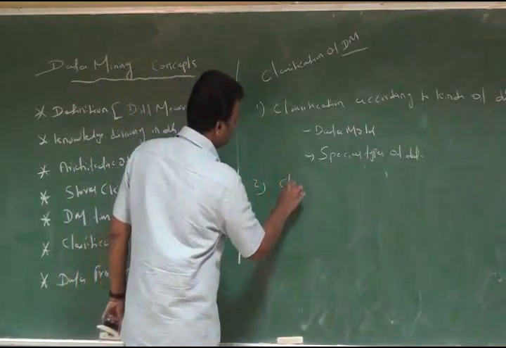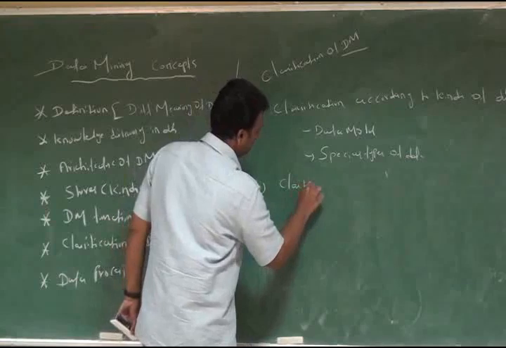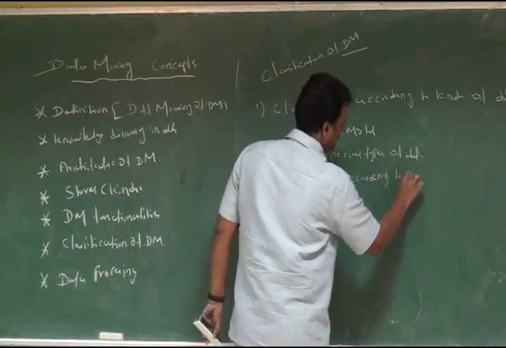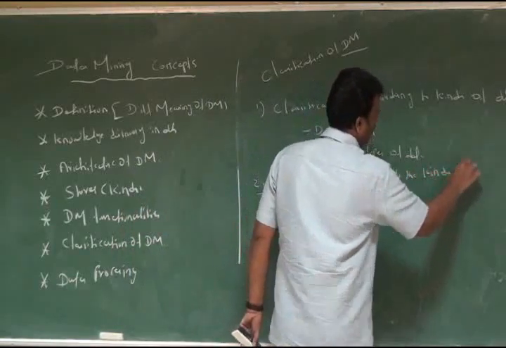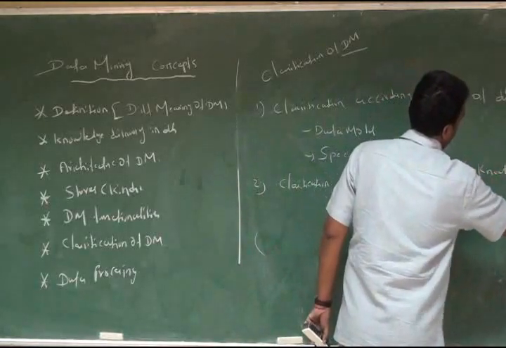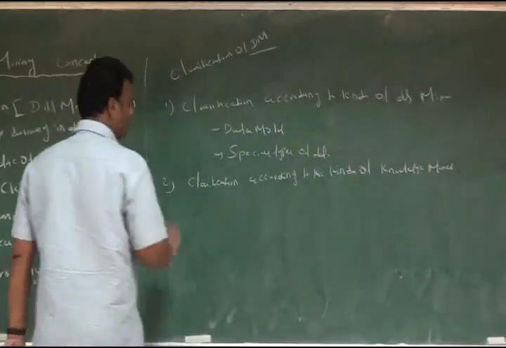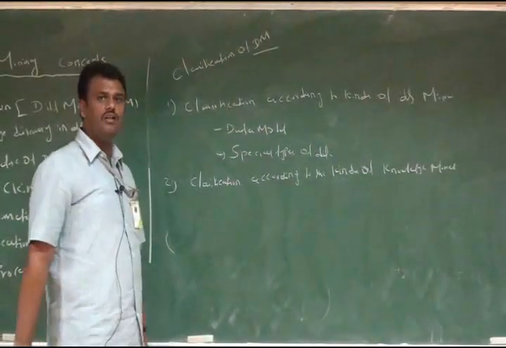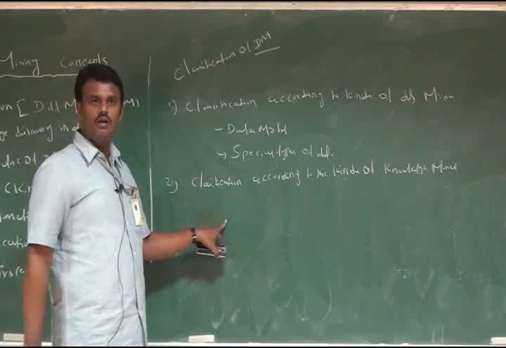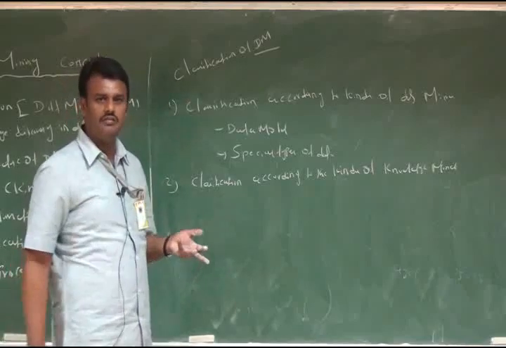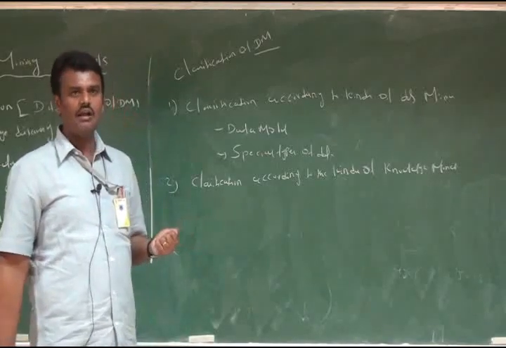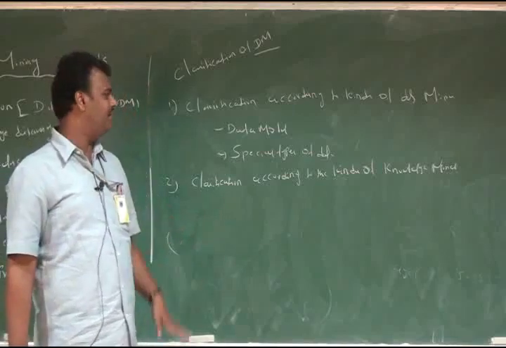The next one, the classification according to the kinds of knowledge mined. What do you mean by the classification according to the kinds of knowledge mined? It is purely based on the data mining functionalities. What are the different data mining functionalities? Characterization, discrimination, association analysis, cluster analysis, outlier analysis, deviation analysis, or the evolution analysis.